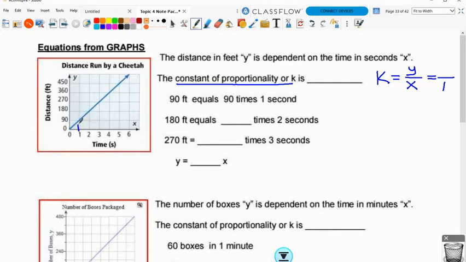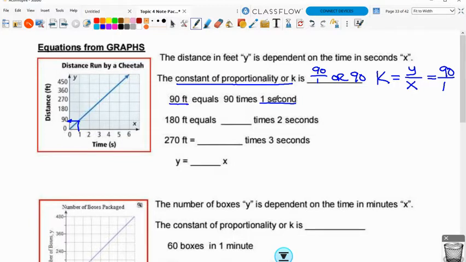You go up until you hit the line, and then you come over to the y-axis, and we see here that that gives us a value of 90. So in this example, k equals 90 over 1, or just 90. This means that the cheetah can go 90 feet in 1 second.